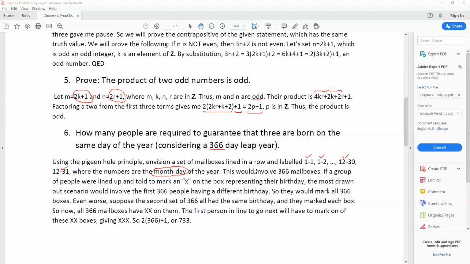And that shows that the minimum number of people to guarantee that 3 people have the same birthday, you would have to have that first 2 groups of 366, and then you would take that first person in the third round. As soon as he or she marks that box, then we now have guaranteed that 3 people have the same birthday. So you would need 733 people in order to guarantee that.